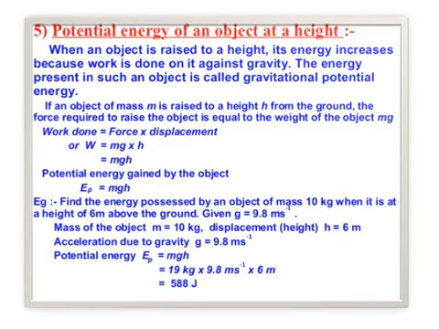Since the object is at a height, it has potential energy. So the formula for potential energy is mgh. Multiply the mass with the g value and the height. Here it comes to around 588 joules.